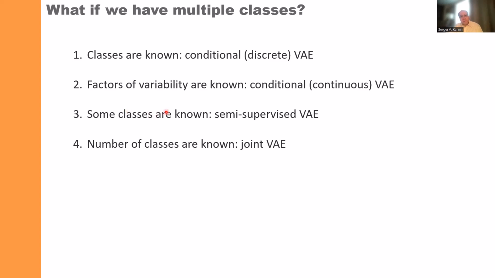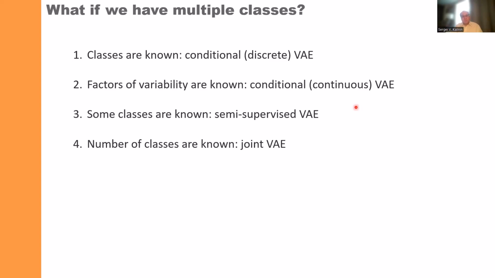If the factors of variability are known but continuous, then we can use the conditional continuous VAE. In this case, we basically condition it on the known data. It can be scalar, it can be vector, it doesn't matter. So we create a latent space where some of the directions are latent variables that the autoencoder discovers, and some of the dimensions are the continuous vector that we actually provide. This is one of the simplest forms of representation learning.